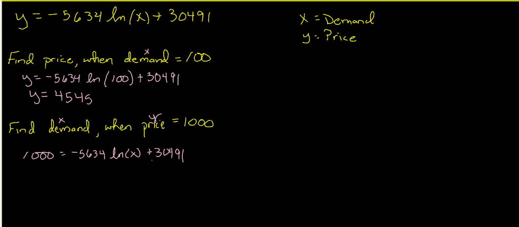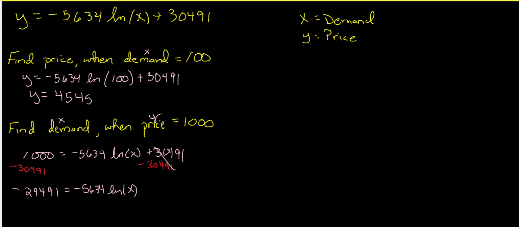So I can go through and simplify this a little bit with some hand calculations. So to do that, I'm going to subtract 30,491 from both sides. So on the left-hand side, that's going to give me a negative 29,491. And on the right-hand side, negative 5,634 natural log of X.